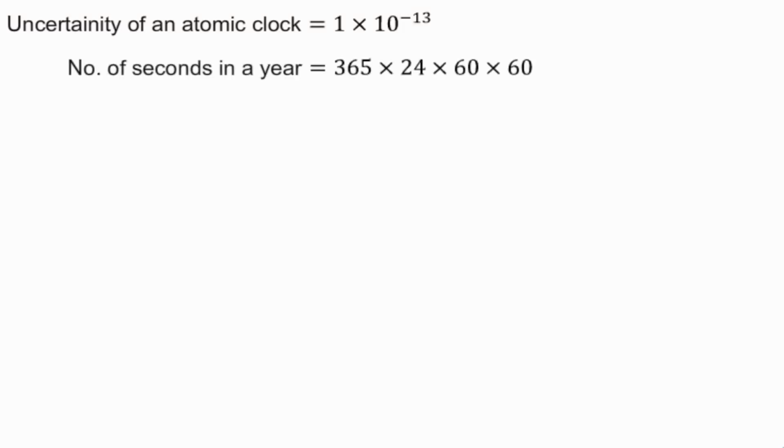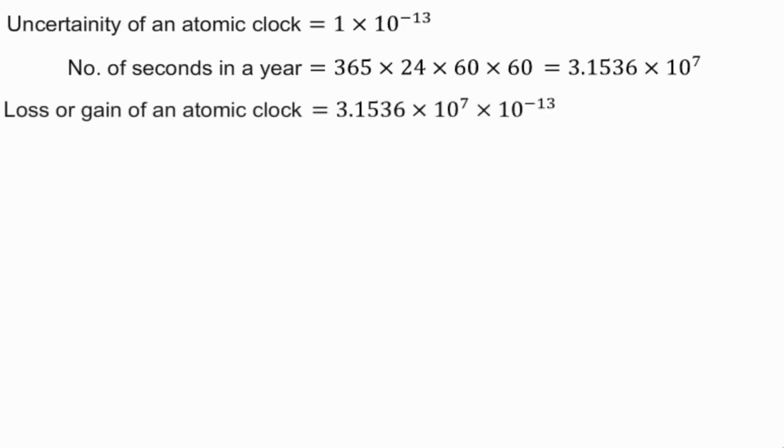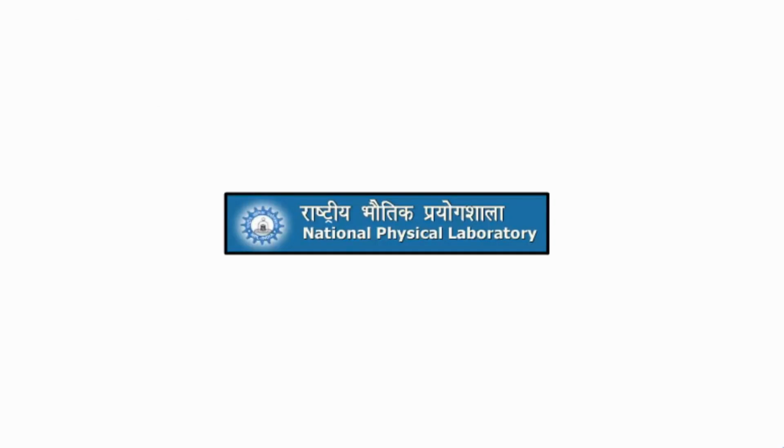The number of seconds in a year is 3.1536 × 10^7. Hence, the atomic clocks lose or gain no more than 3 microseconds in 1 year. That is why a cesium atomic clock is used at the National Physical Laboratory, NPL, New Delhi, to maintain the Indian Standard Time.